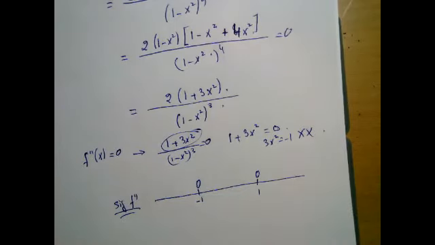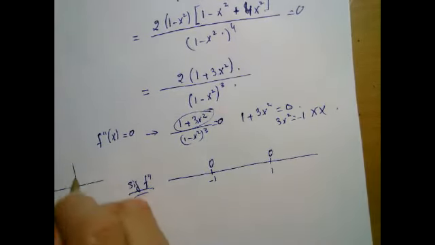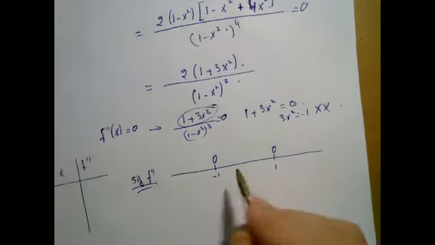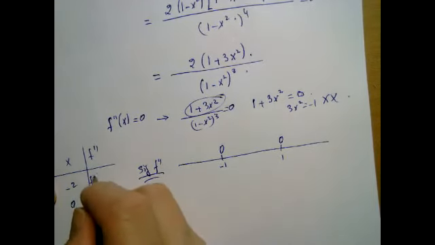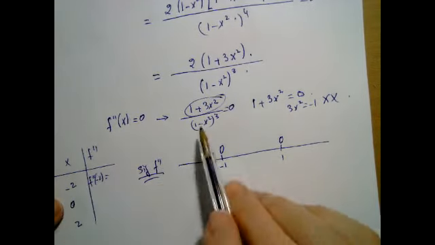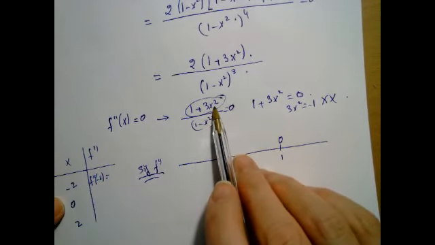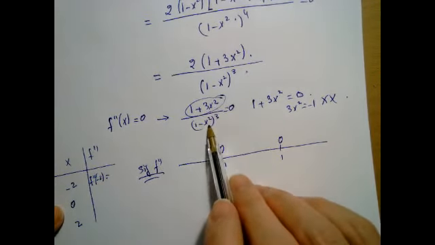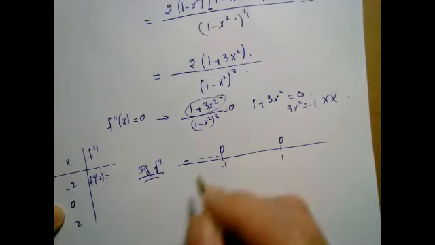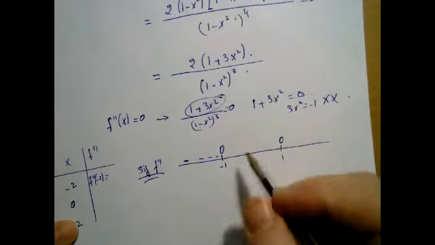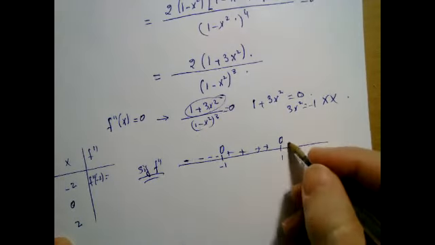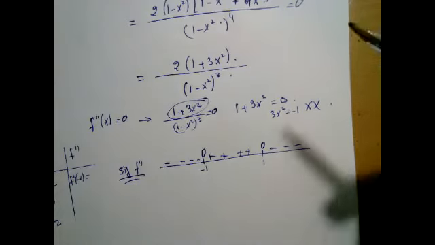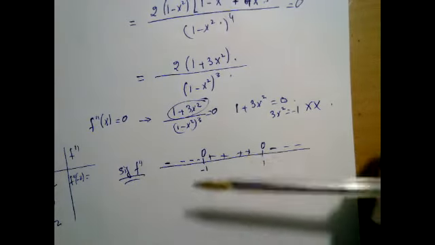So I'm going to take the sign of f double prime, and I'm going to do it here. I'm going to take minus 2, 0, and 2, and plug them into the expression of the second derivative. If I plug in minus 2, I will have 1 minus 4, minus 3 to the power 3. I'm going to get a negative number here. At 0, I'm getting a positive number here. And at 2, I'm getting a negative number here. So let me analyze it for you.